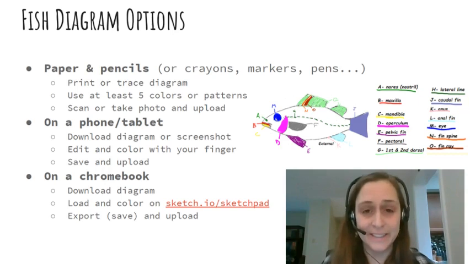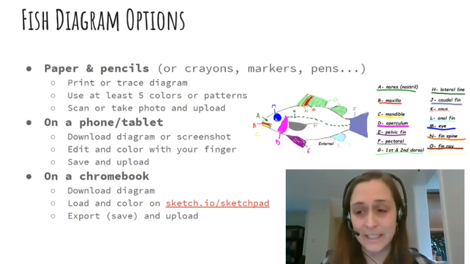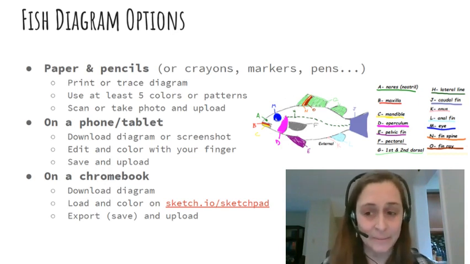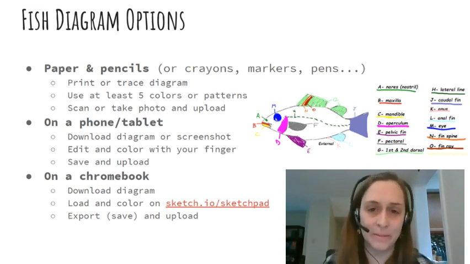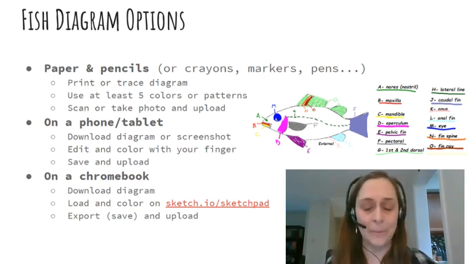There is an answer key, so you don't have to worry if you can't figure out which fin is the anal fin, okay, and things like that. There's an answer key. What you're doing is just taking time to follow it and color code everything so that you're getting to see what all these parts are.